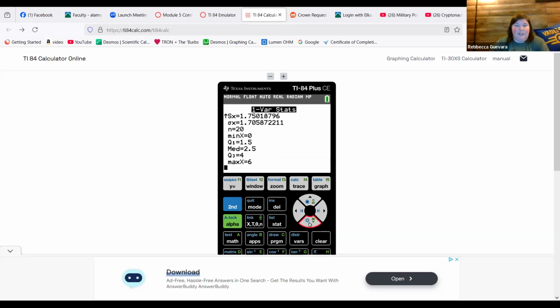But like I said, just scroll down a little bit and we see those quartiles. So we see my quartiles. My first one is 1.5. My median is 2.5. And my Q3 is going to be 4.